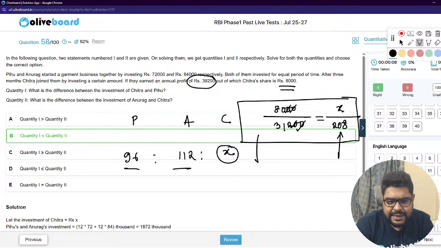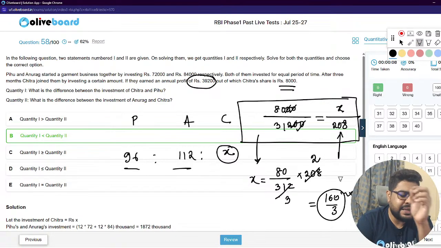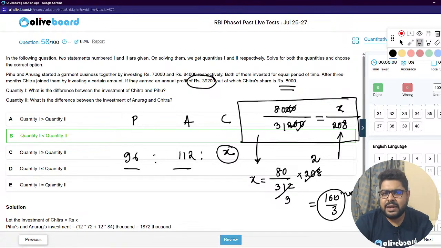I can directly say, sir, x value will be 80 by 312 into 208. 104 2s are this, 104 3s are this. So look, 160 by 3 directly comes, the value comes out nicely. You guys are getting my point.